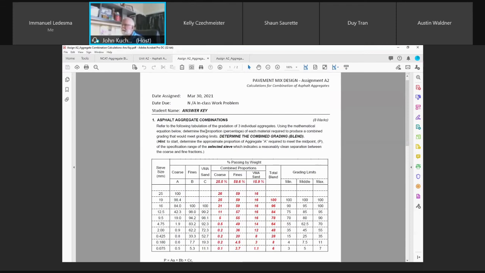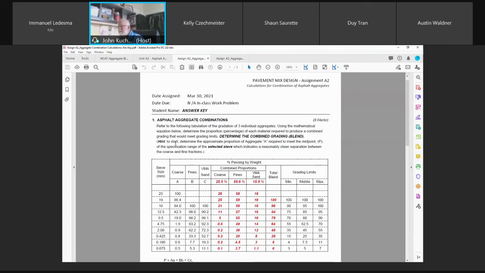Refer to the following tabulation of the gradation of 3 individual aggregates. Using the mathematical equation below, determine the proportion of each material required to produce a combined grading that would meet the grading limits. In this case, it says determine the combined grading. On an exam, depending on time, you may just solve those, but you don't necessarily need to give me that. But anyways, these are easy to figure out because you've been doing that on your spreadsheets.